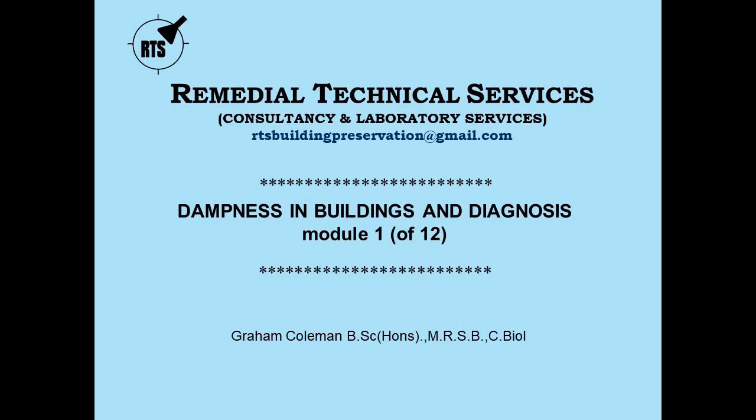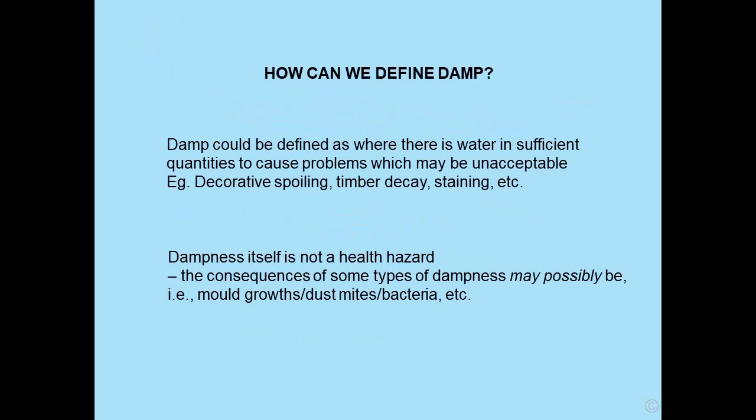Welcome to Dampness in Buildings and Diagnosis, Module 1 of 12. We'll start off by having a look to see how we can define damp. Well, we may define it as where there is water in sufficient quantities to cause problems which may be unacceptable: timber decay, staining, decorative spoiling. However, dampness itself is not a health hazard. The consequences of some types of dampness may be, that is, mold growths, dust mites, bacteria, viruses, and other factors.